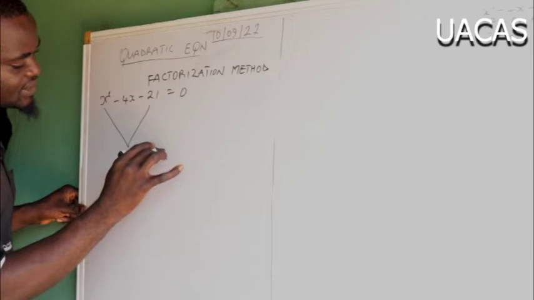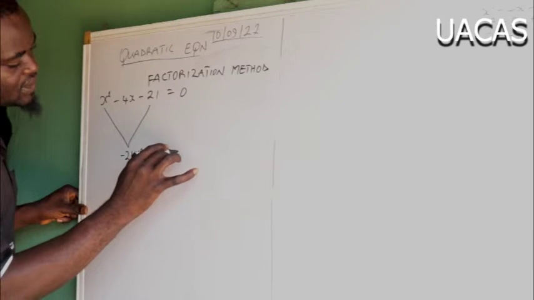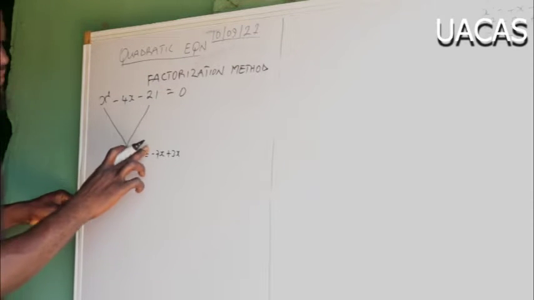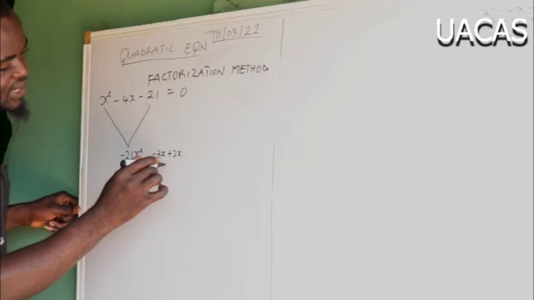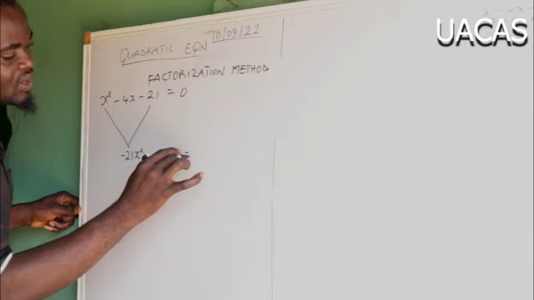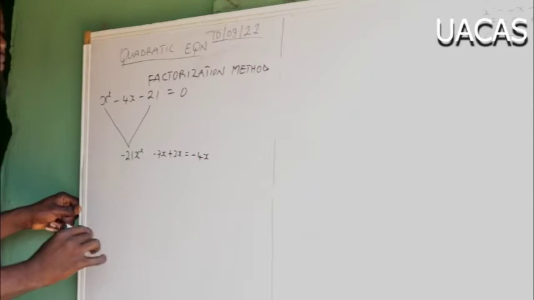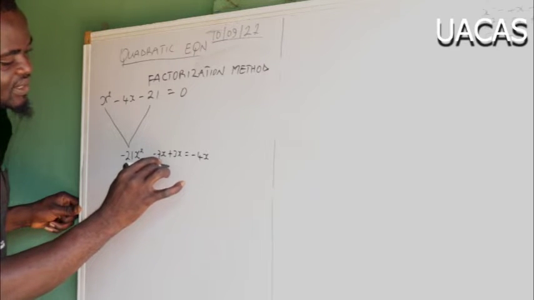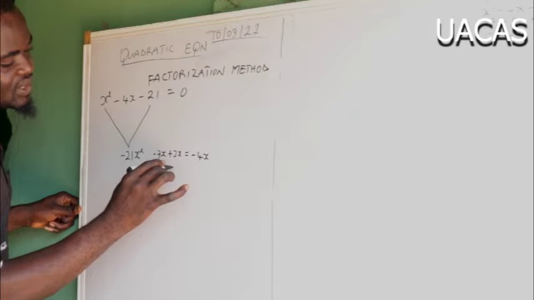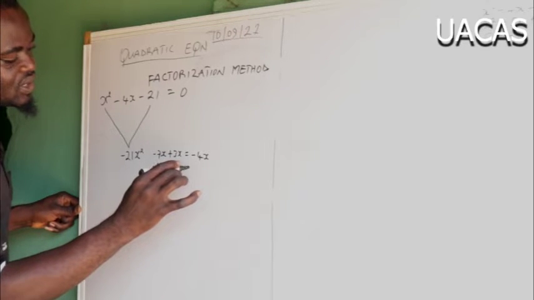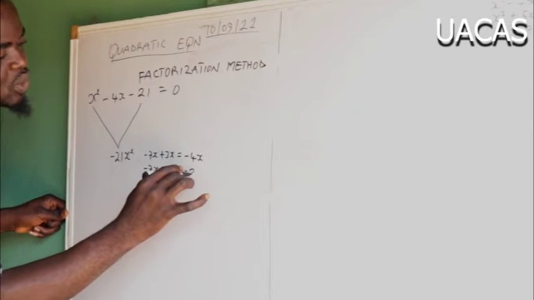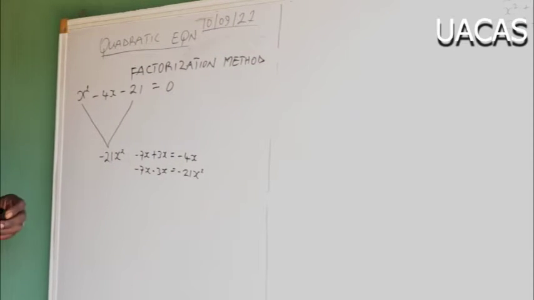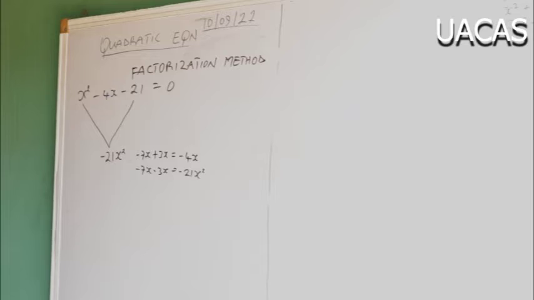Now I know that this will give me minus 7x plus 3x. Right? Minus 7x plus 3x equals what? Minus 4x. Now, minus 7x times 3x equals minus 21x squared. Good. So what we do, we replace.